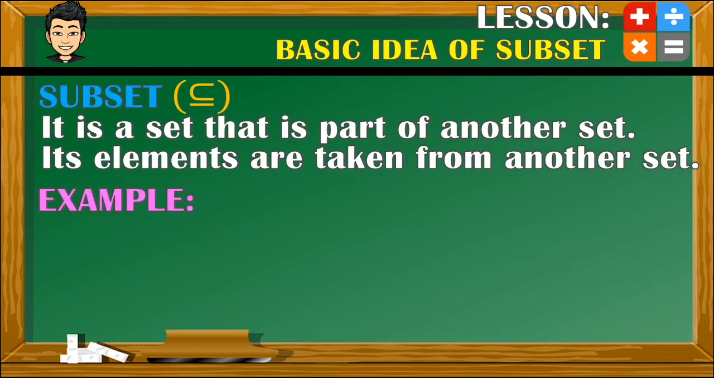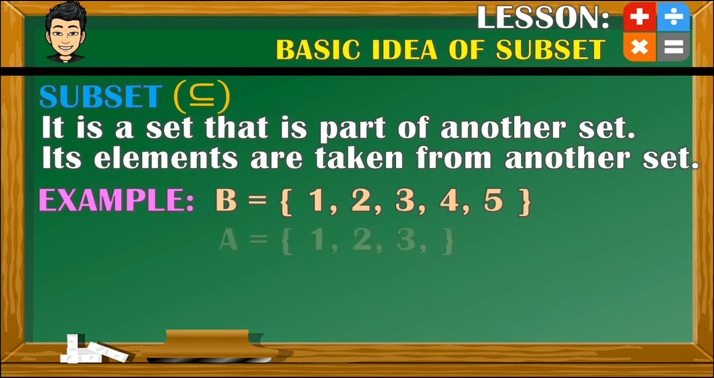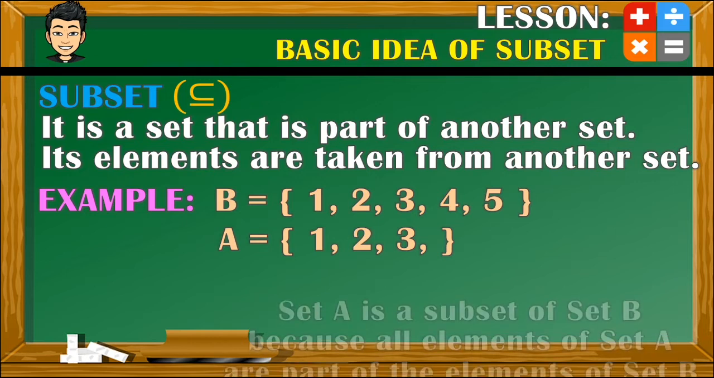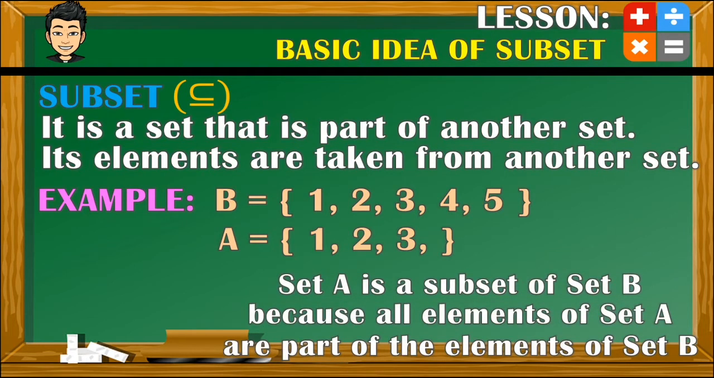Let's take a look at these examples. We have set B with 5 elements and set A with 3 elements. As you can see, set B is a larger set compared to set A. Also, the 3 elements of set A, namely 1, 2, and 3, are part of the elements of set B. Therefore, we can say that set A is a subset of set B because all elements of set A are part of the elements of set B. In symbol, we can write set A is a subset of set B.